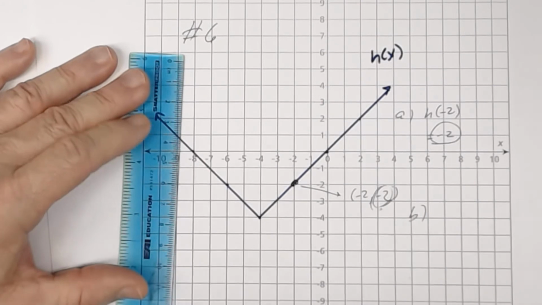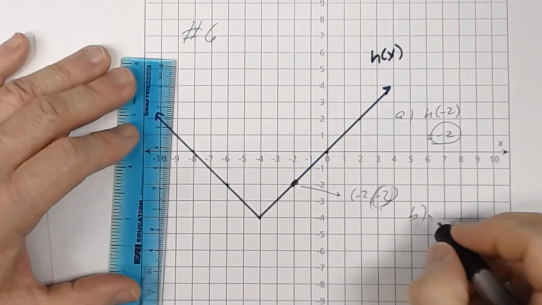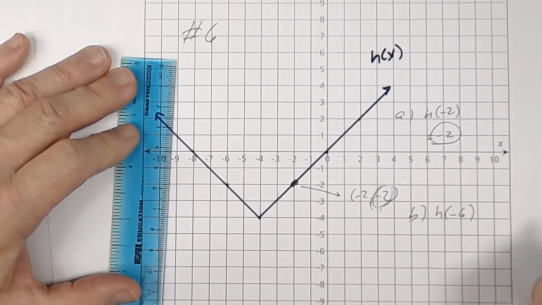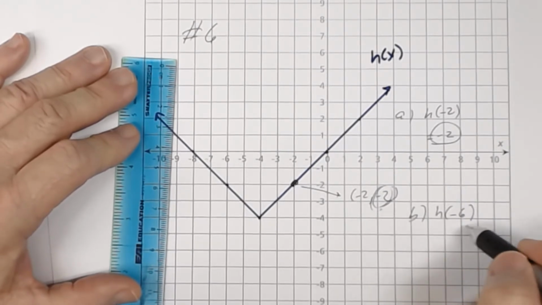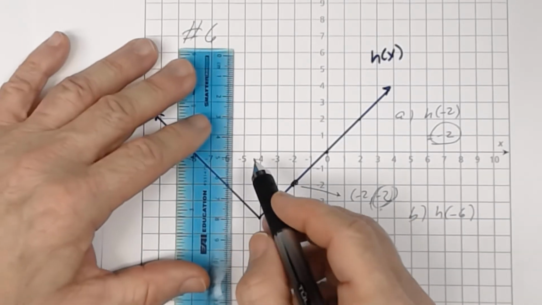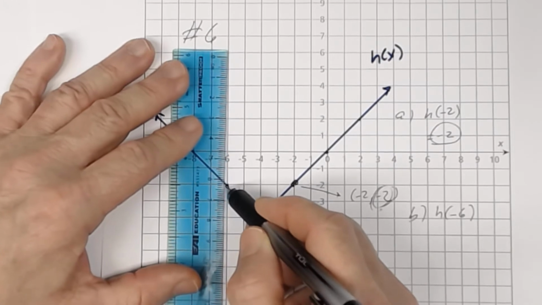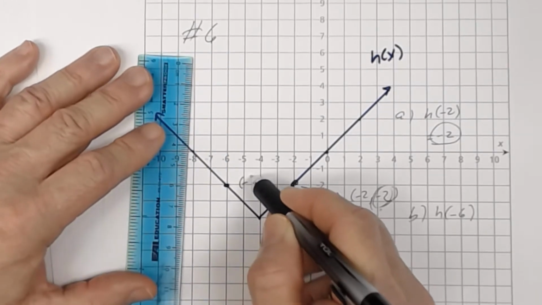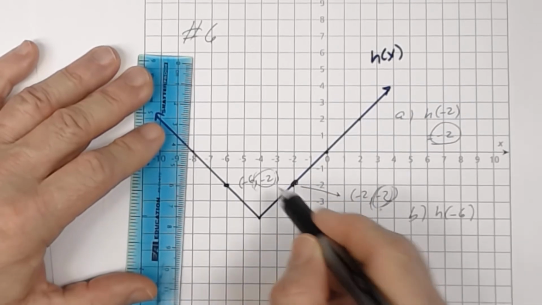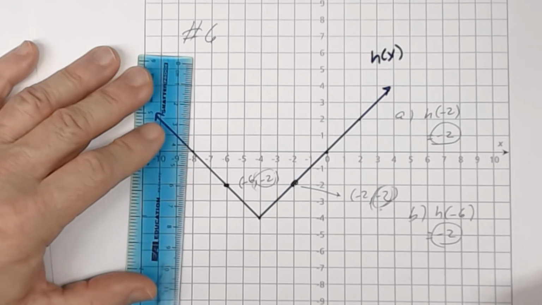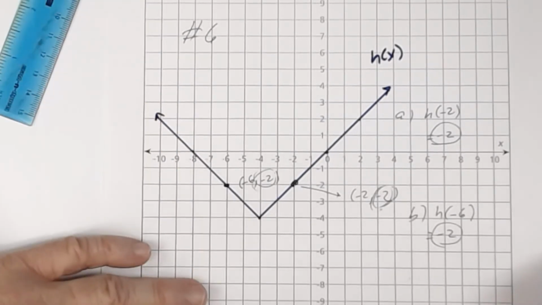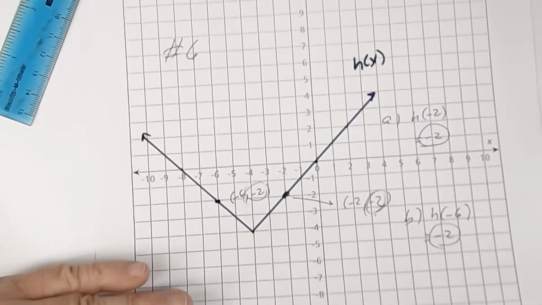Part B, let's suppose in B, you want to find h of negative 6. Well, the same idea. What's the y value when x is negative 6? So here's where x is negative 6. Use your ruler. So notice when x is negative 6, this point right here represents negative 6, negative 2. So my y value is negative 2. So there's your answer. H of negative 6 is equal to negative 2. And that's all you need to do. Okay? So that was number 6.